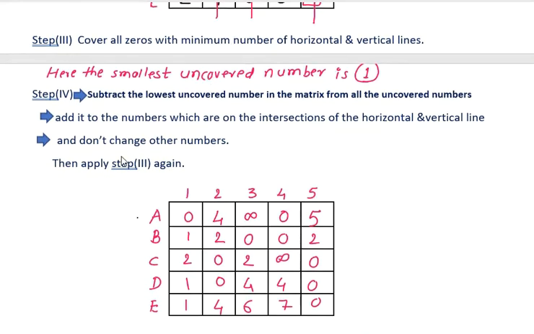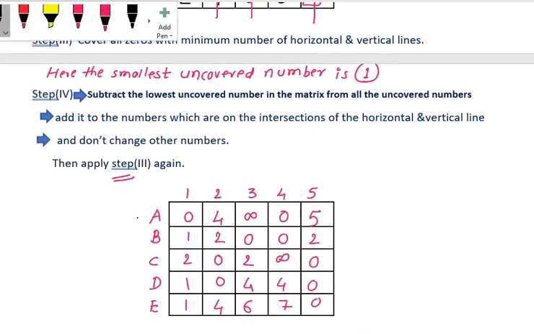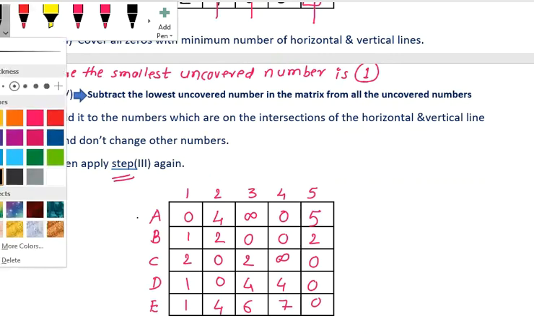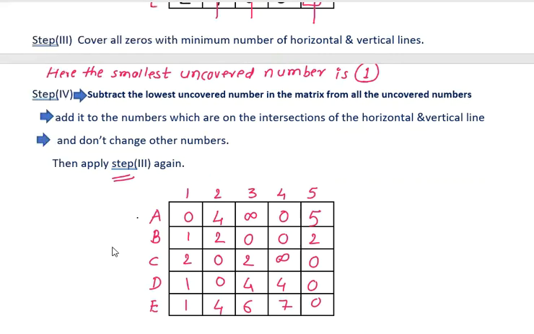Now we have to repeat step number 3. Repeat step number 3. That is, cover all zeros with the minimum number of horizontal and vertical lines. Starting from the first row, look at the rows containing a single 0. First row contains 2 zeros, second row contains 2 zeros, third row contains 2 zeros, fourth row contains 2 zeros, fifth row contains a single 0. So make an assignment in the fifth row and draw a vertical line.